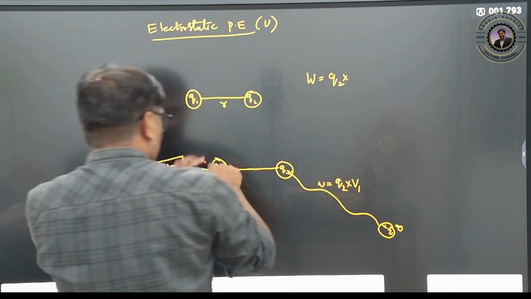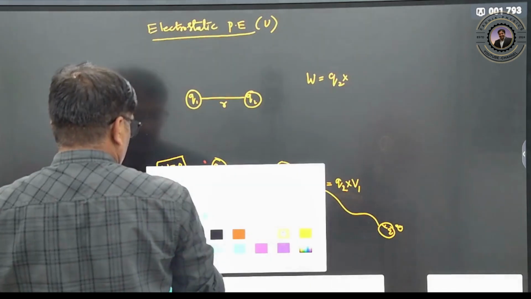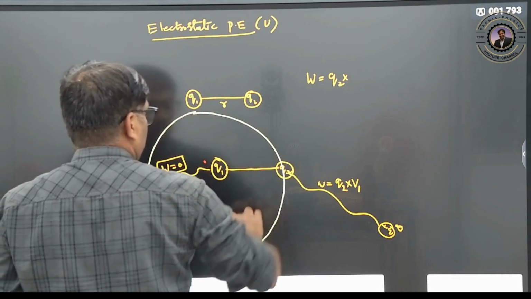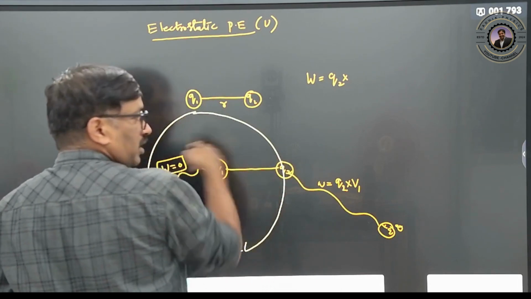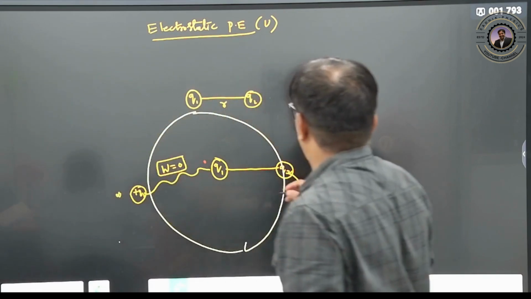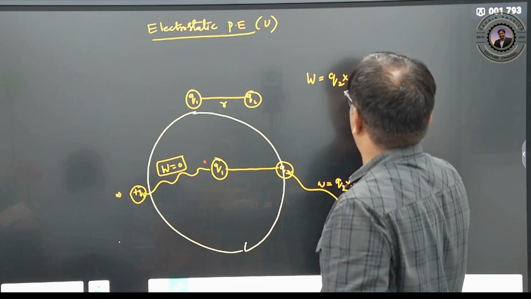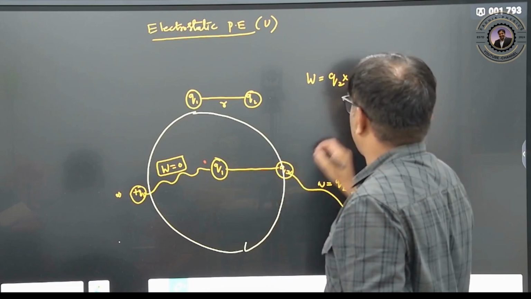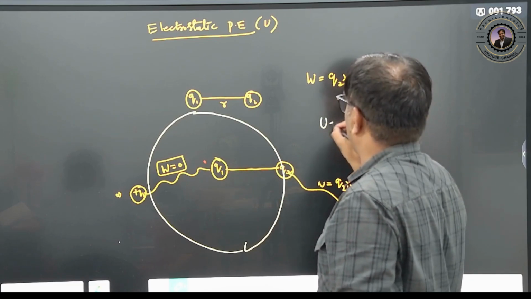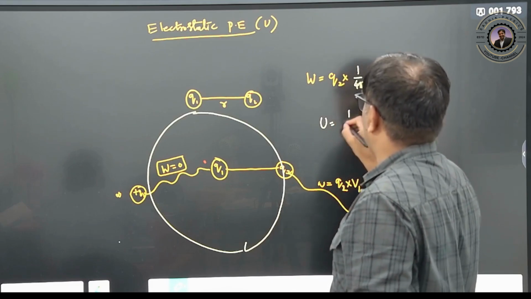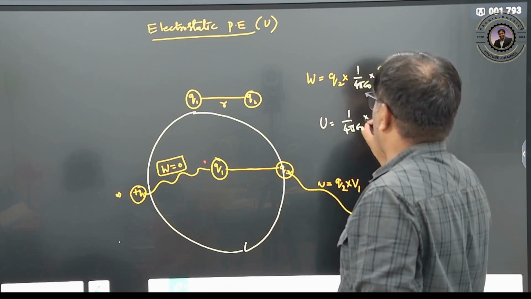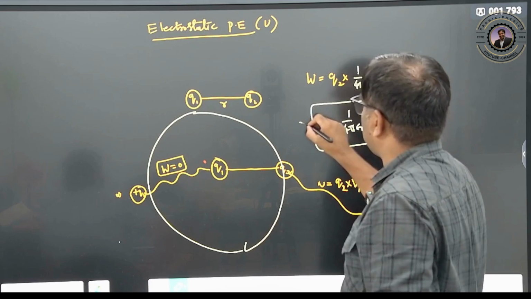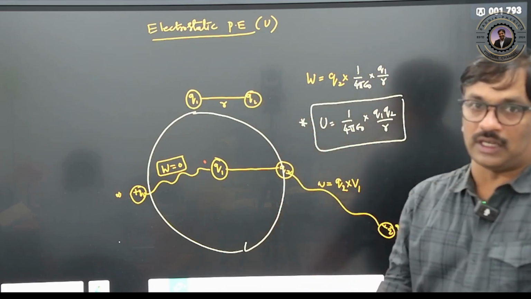The charge q1 is creating the potential at this point. What is the potential due to this q1? Just now we derived it previously: 1 by 4 pi epsilon naught into q1 by r, where r is the distance between them. Whatever work done is stored in the form of potential energy. Therefore 1 by 4 pi epsilon naught into q1 q2 by r. This is your potential energy due to these 2 point charges.